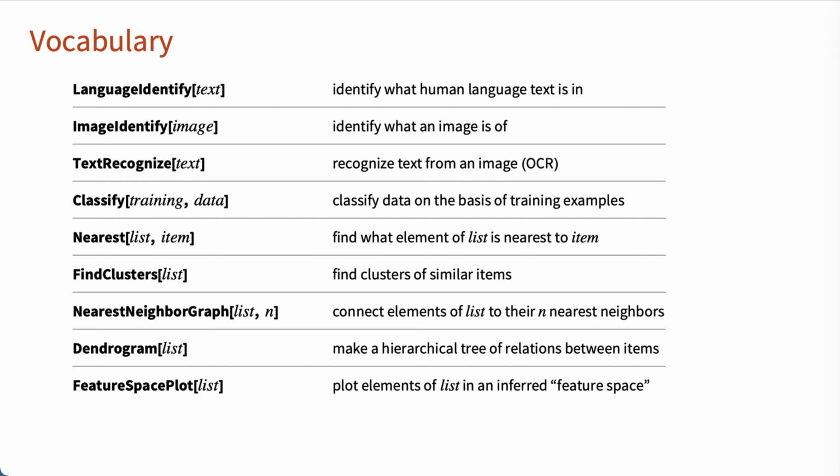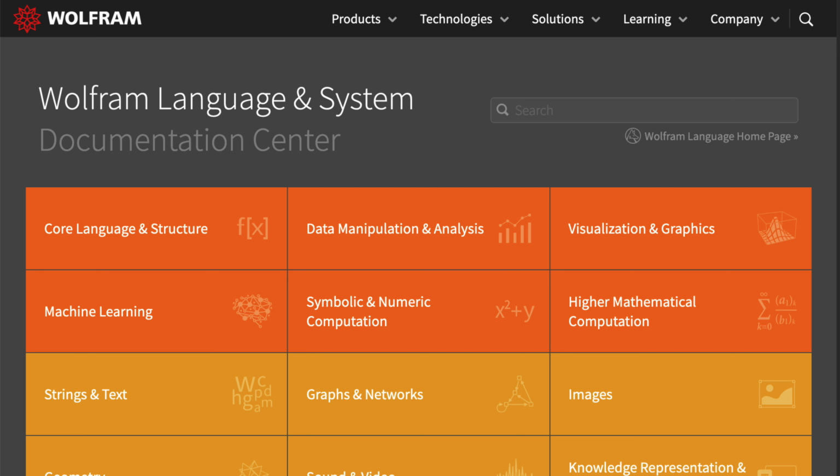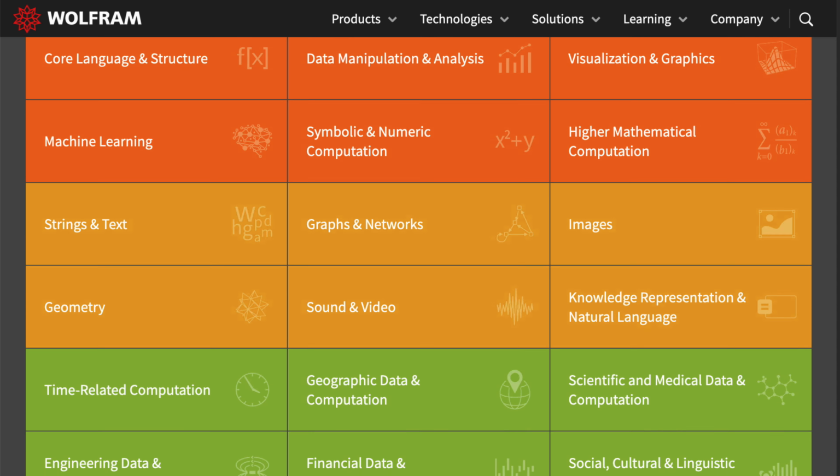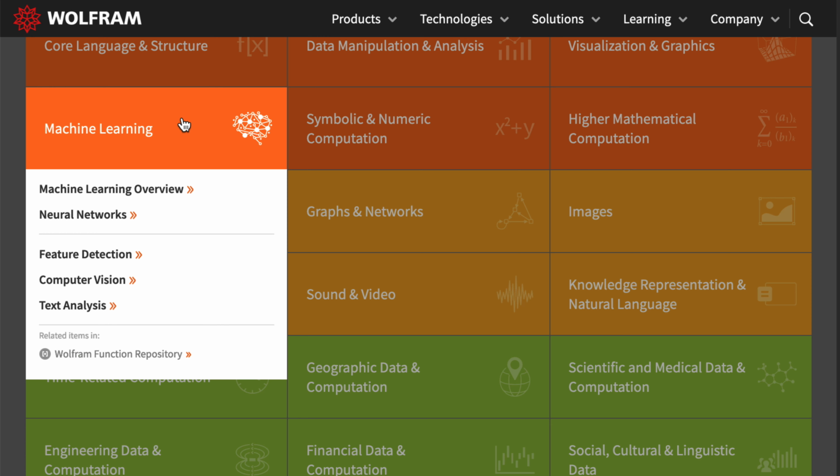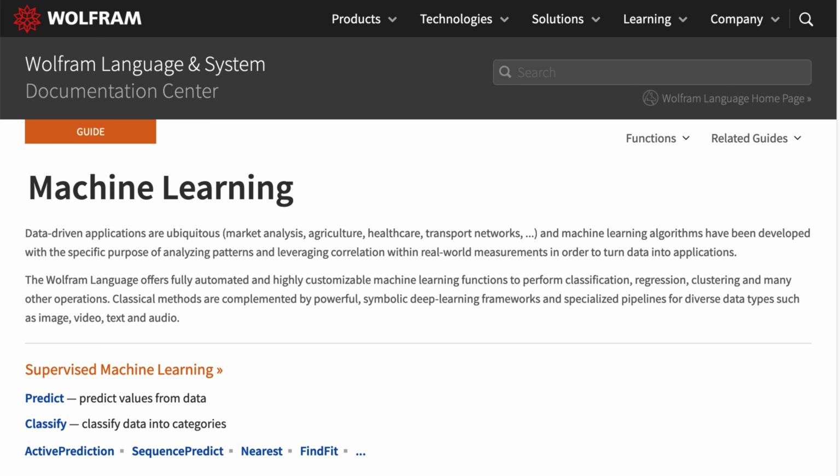You can find more information about machine learning in the Wolfram language by going to the Wolfram Language and System Documentation Center and clicking Machine Learning, which brings up a menu of links to various guide pages. Clicking Machine Learning Overview opens a page with links to documentation for all of the functions in this section.